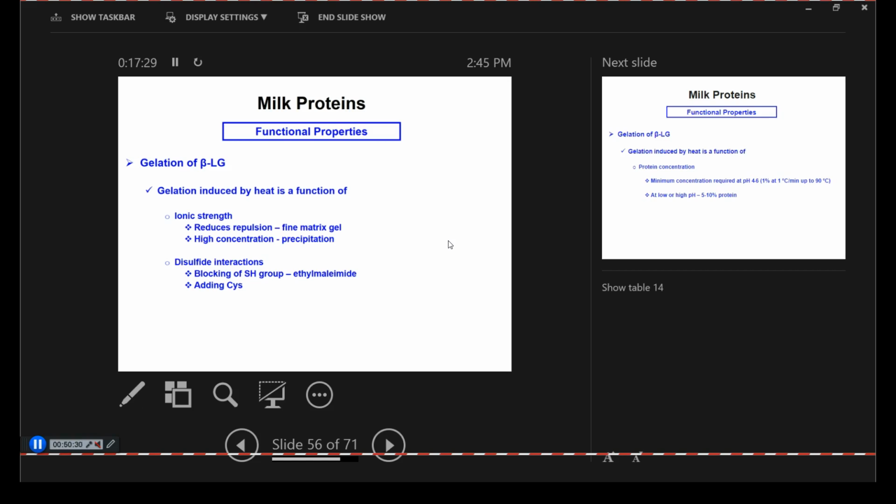So we can either induce or reduce disulfide interchange. We can reduce disulfide interchange by blocking a sulfhydryl group, or we can induce the interchange by adding a reducing agent like cysteine, for example. Adding a reducing agent promotes the breakage of disulfide linkages within the protein, within alpha-lactalbumin, for example, or within beta-lactoglobulin, and allows the cross-linking or formation of new disulfide linkages to occur across the different proteins.